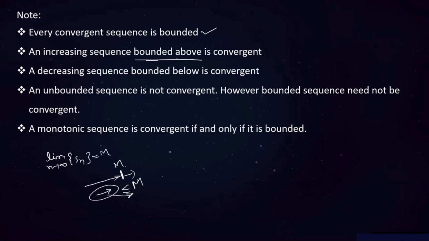See, for example, if you take this sequence, let us say n by n plus 1. In this sequence, if you just write all the numbers one after the other, for n equal to 1 we'll get 1 by 2. Then for n equal to 2, we'll get 2 by 3. Then for n equal to 3, we'll get 3 by 4, then 4 by 5, and so on. Look at all these values. Are these values increasing or decreasing? That we need to understand first.